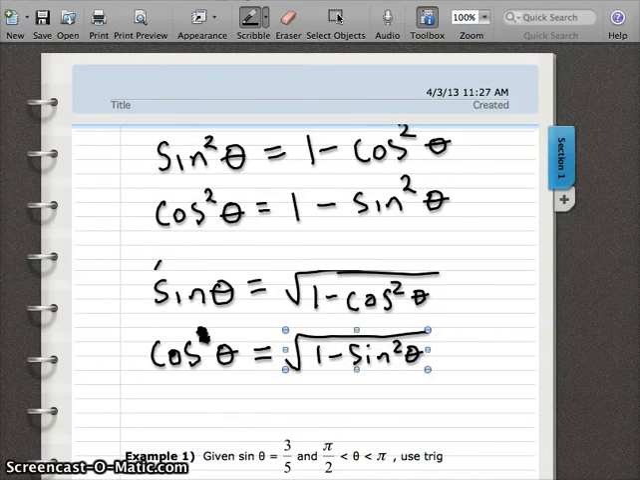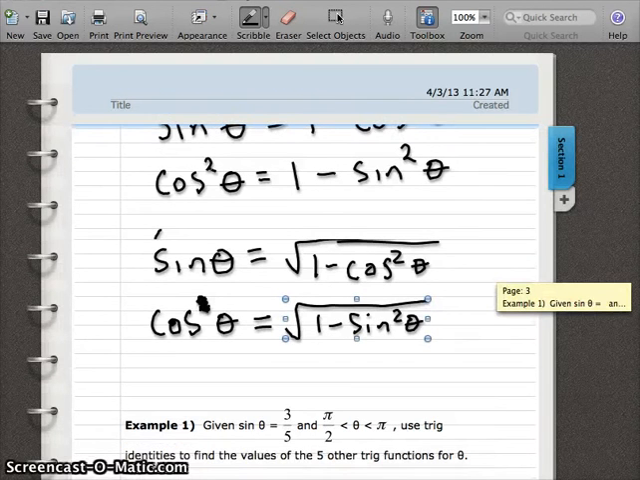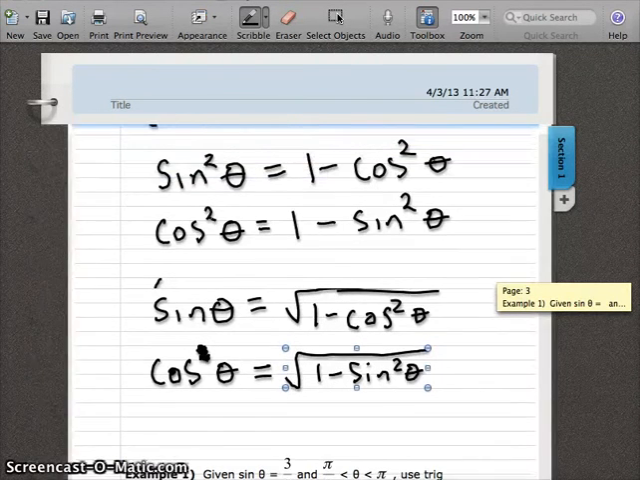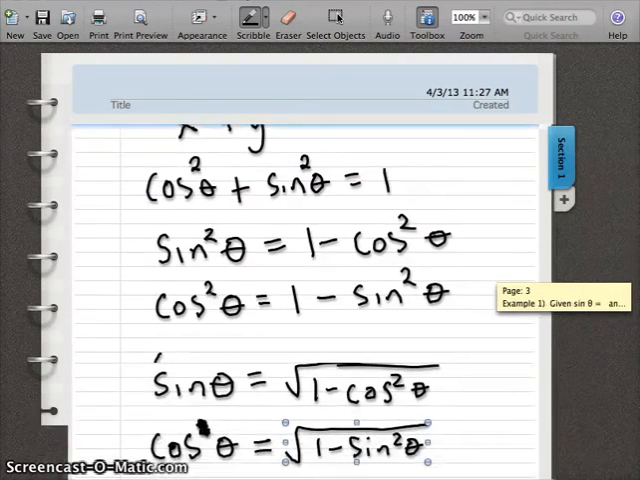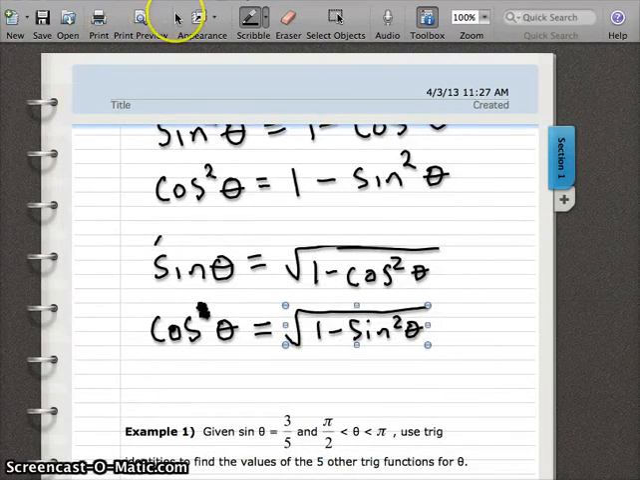So the Pythagorean identities are kind of a lot, and it's a little tricky to identify them unless you've practiced them a lot. So make sure you practice these identities. It helps to learn them.